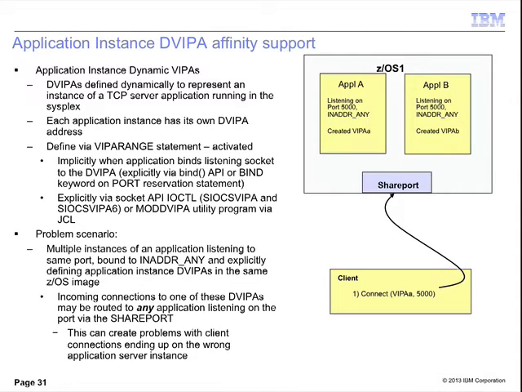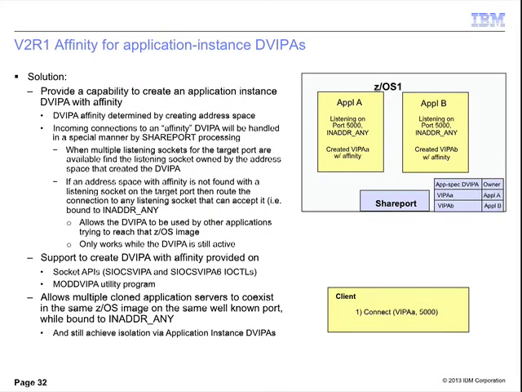That connection comes in. When it gets to z/OS, the shared port logic says, well, I've got two applications listening on port 5000. They're both bound to INADDR_ANY, so they can accept connections destined to any IP address. And so what's it going to do? Well, it might route to the one on the left, which appears to be what we intended, but it also might choose the one on the right. Remember, these are bound to INADDR_ANY, so they can accept from any IP address. So this could be a problem or not. It probably depends upon the application, but clearly it's not what the client intended.